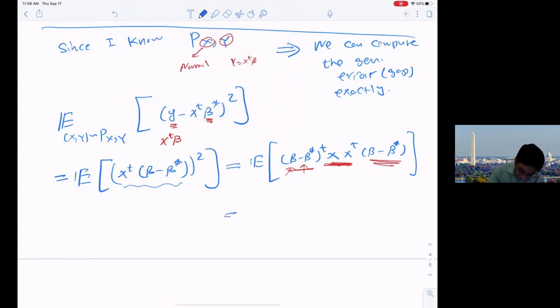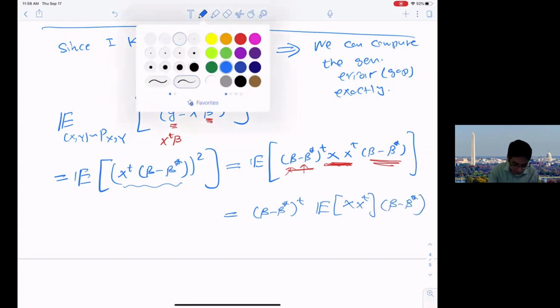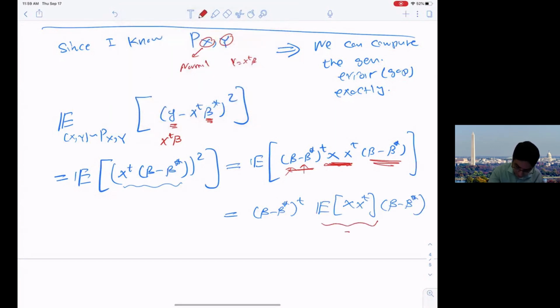So these terms can get out of my expectation because they are not random. So what I have then is beta minus beta star transpose expectation XX transpose times beta minus beta star. And what is this covariance matrix of X? It is identity by definition. So this is what we have assumed for the data generation. So then the whole thing is just going to be equal to beta minus beta star transpose times itself, which is just the norm squared of beta minus beta star.